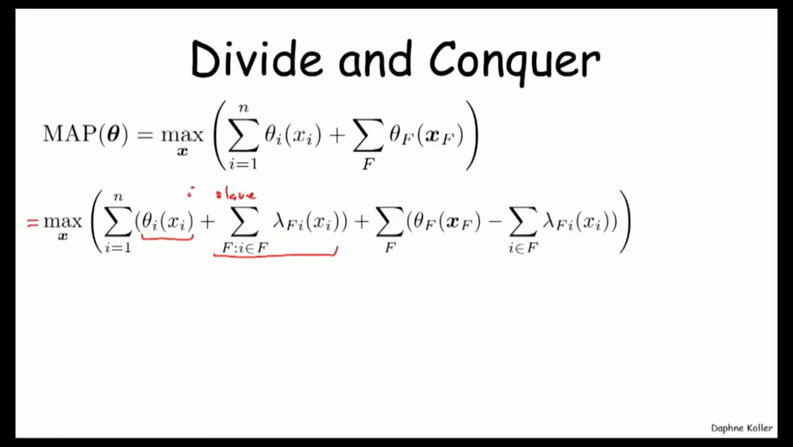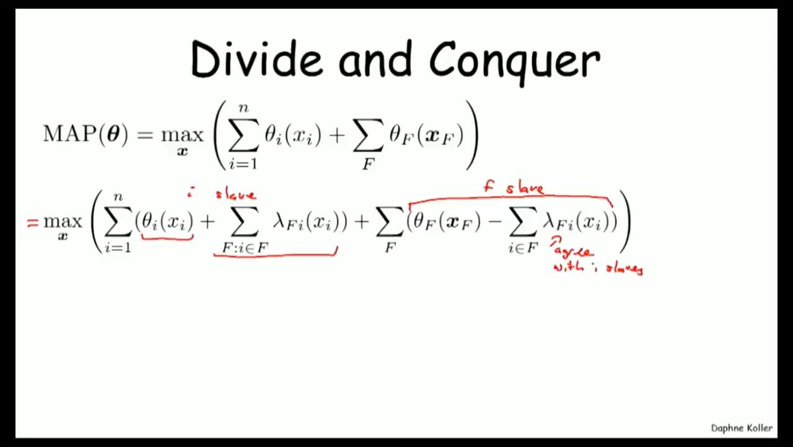And here is a little term that's supposed to pull the I slave to agree with the decision made in factor f. Similarly, we have an f slave. And what we're trying to do is get the f slave to agree with the I slaves for the variables xi in its scope.